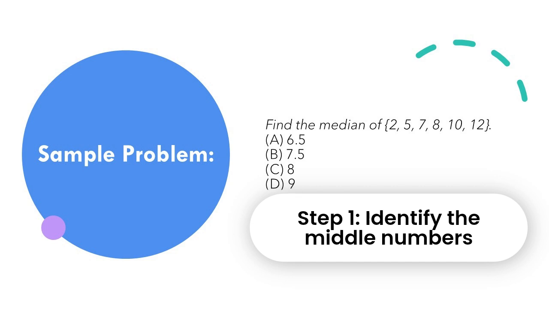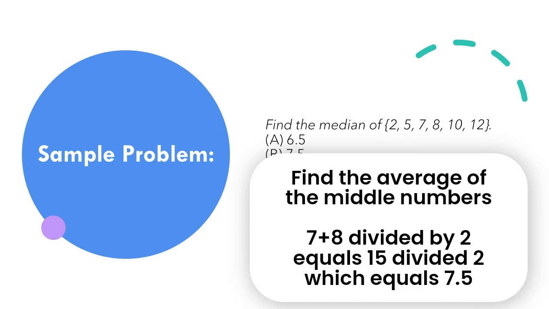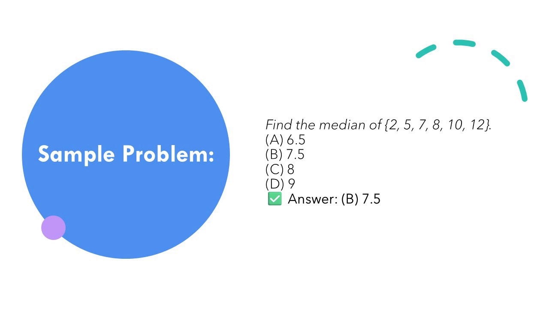Step 1. Identify the middle numbers. Since there are 6 numbers, an even count, there is no single middle number. Instead, the median is the average of the two middle numbers. The two middle numbers are 7 and 8, since they are the third and fourth numbers in the ordered set. Step 2. Find the average of the middle numbers. 7 plus 8 divided by 2 equals 15 divided by 2, which equals 7.5. Final answer: the median is 7.5, so the correct answer is B, 7.5.